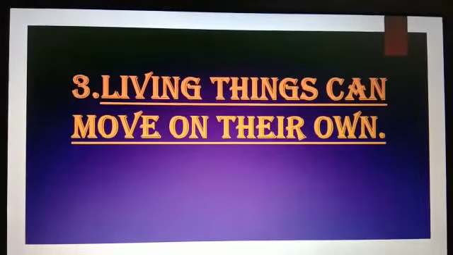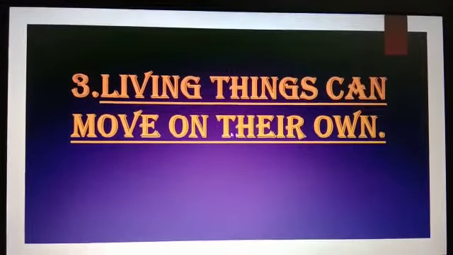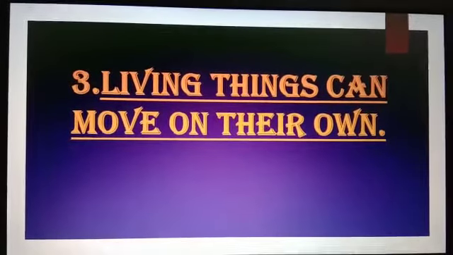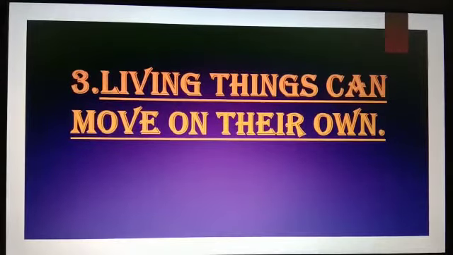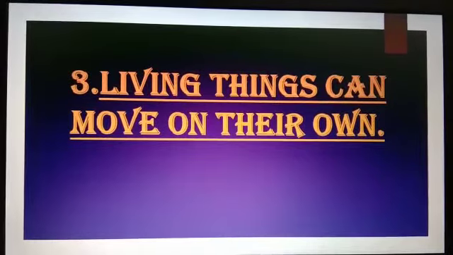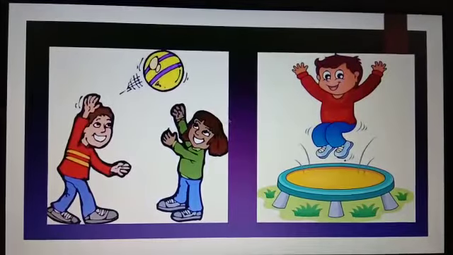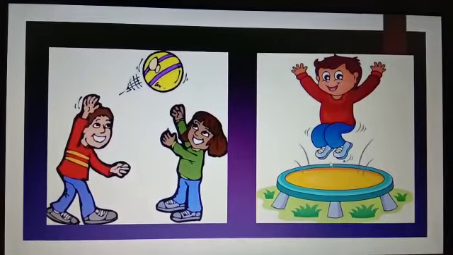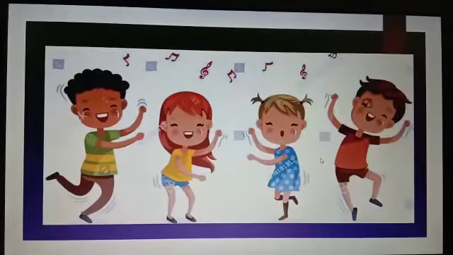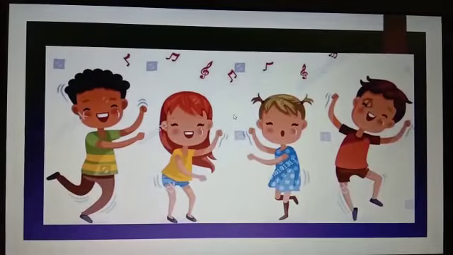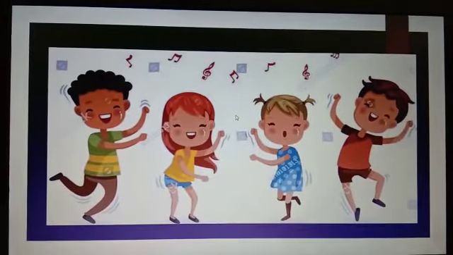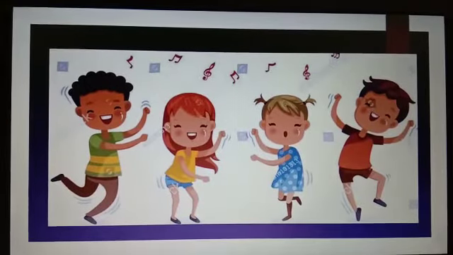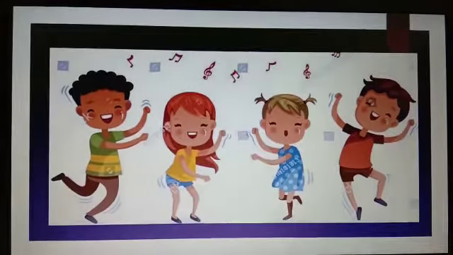Next we have living things can move on their own. Students, living things can walk, run, skip, jump, etc. You can see in this picture also that these children are playing, this boy is jumping, these children are dancing. So all living things can move. But plants are the only living things that do not move.